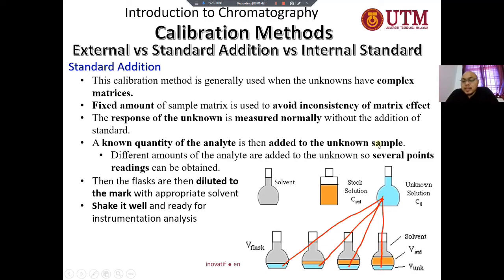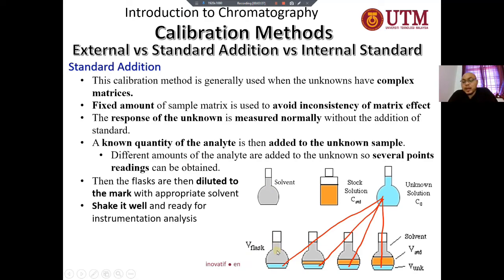The sample, or the unknown solution, added must be in the same amount to avoid inconsistency of matrix effects. We need to avoid the inconsistency of matrix effects, because we claim that our analysis has the problem of matrix effects. So we need to use the unknown solution as the sample matrix as well, but at the same amount to avoid the inconsistency. Then the response of the unknown is measured normally without the addition of the standard. This refers to the first flask: we just put in our sample and add the solvent to the mark.